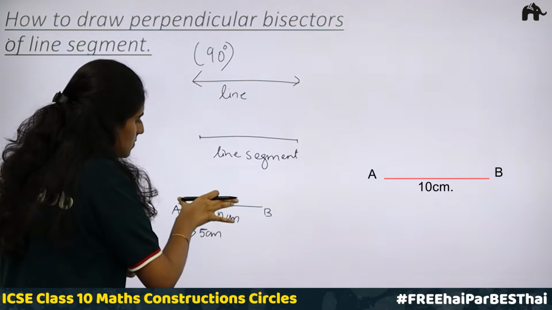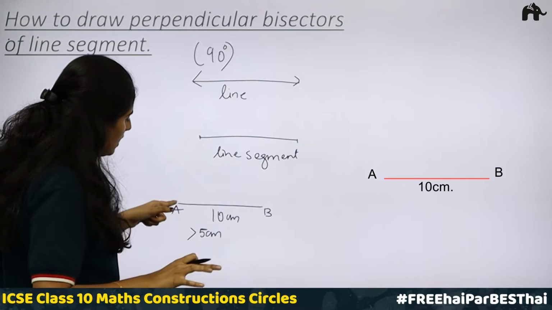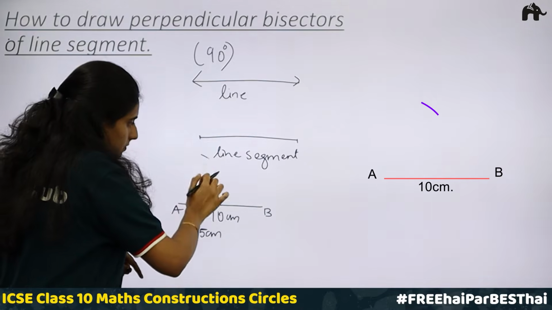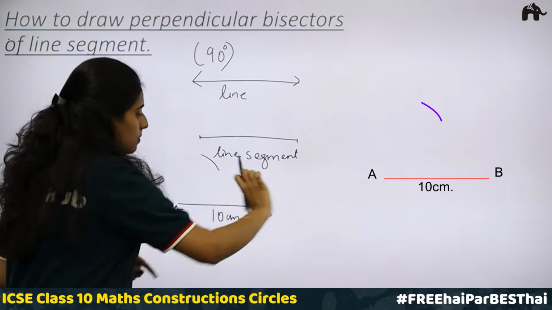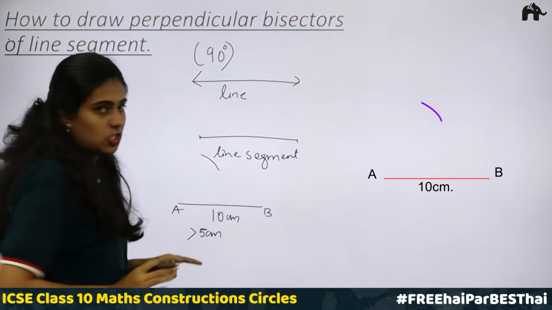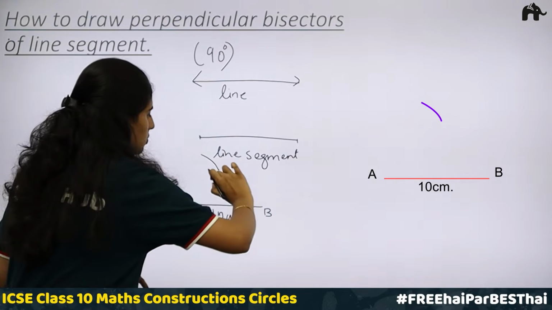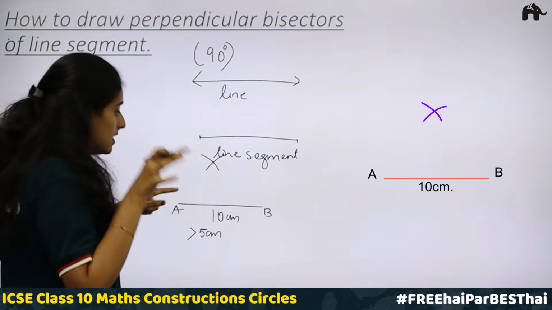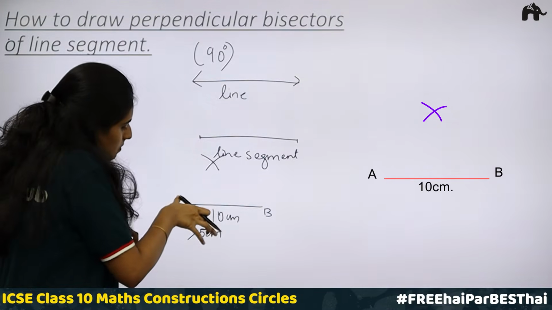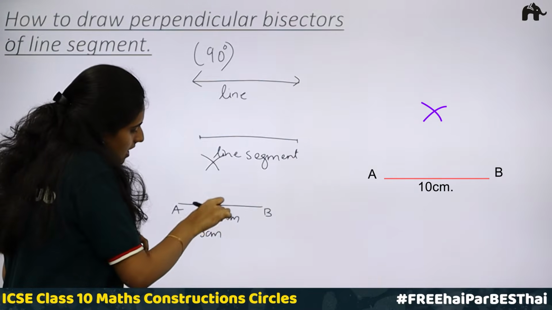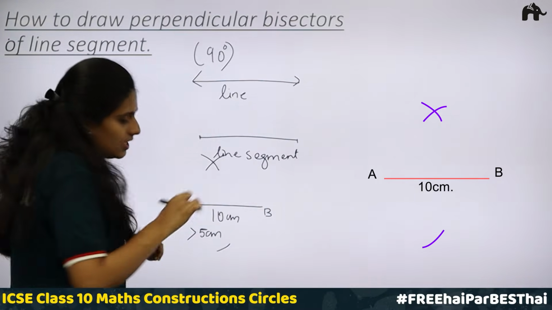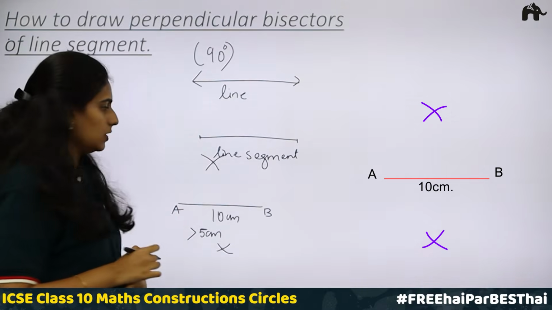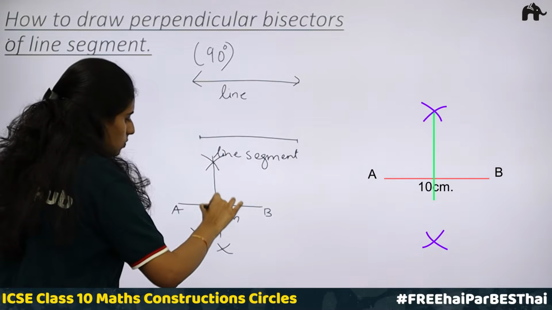So, taking some 6 centimeter, with A as the center and 6 centimeters radius, you have to cut an arc. Similarly, now with B as center and the same measure, remember the same measure, we have to cut another arc. So, this is the top portion. Same measure taken at the bottom portion, keeping A as center and the same radius, cut another arc here. Now, with B as center at the bottom, cut another arc. Now, join these two.